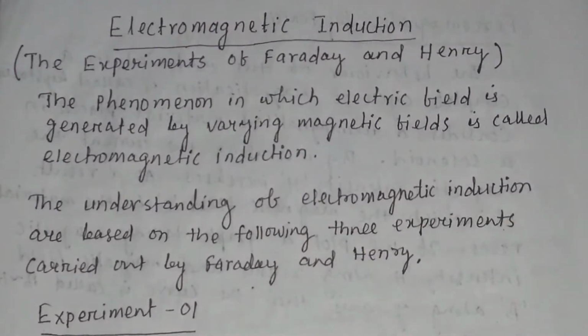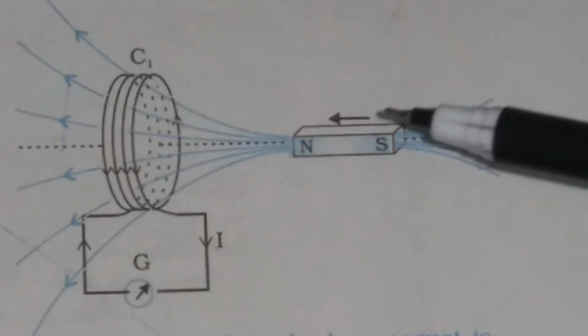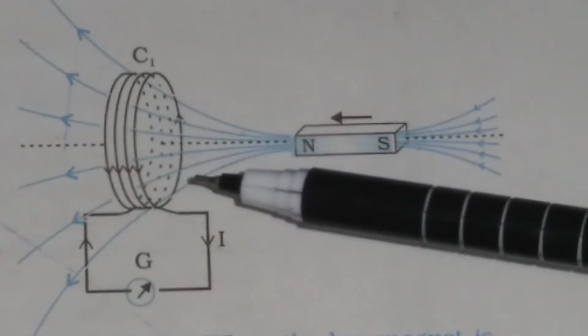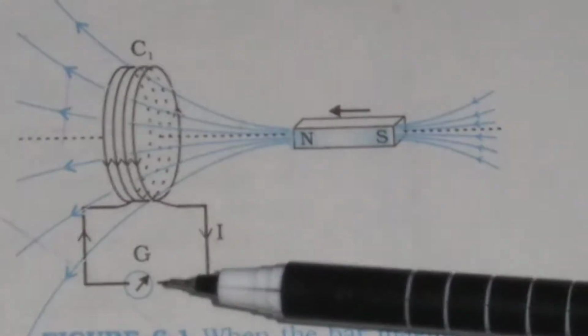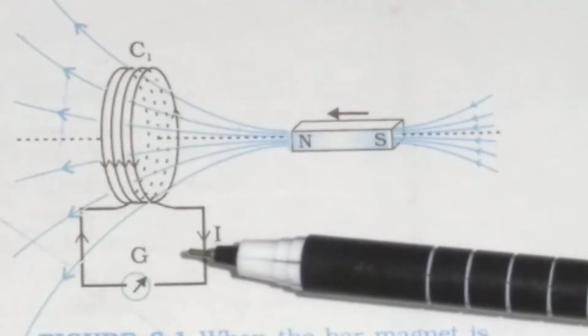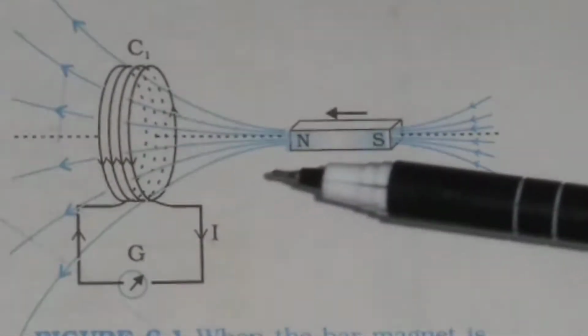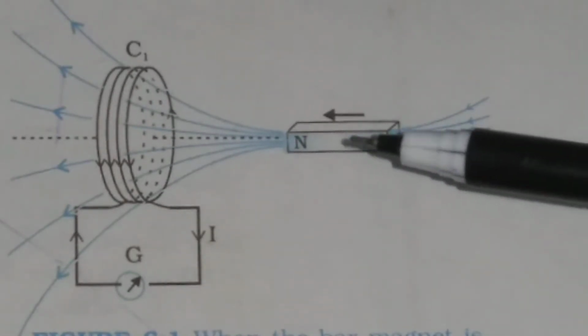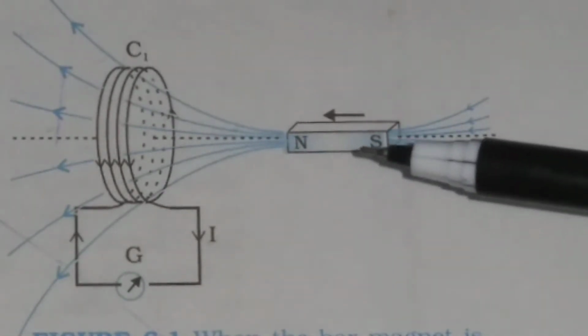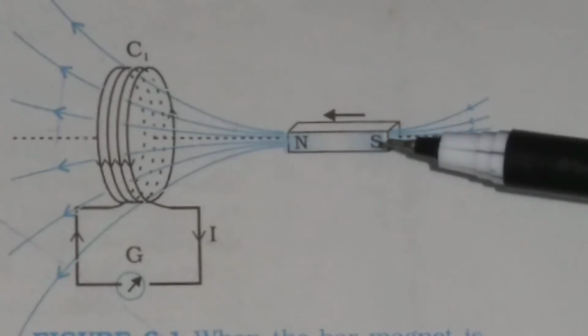Experiment number 1. Consider a coil C1 connected to a galvanometer. Here G is the galvanometer. This is the bar magnet, this is the north pole of the bar magnet and this is the south pole of the bar magnet.